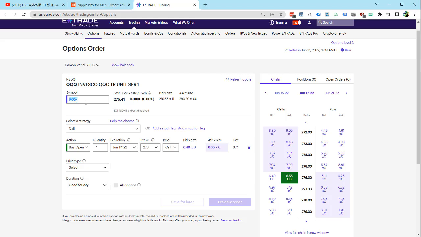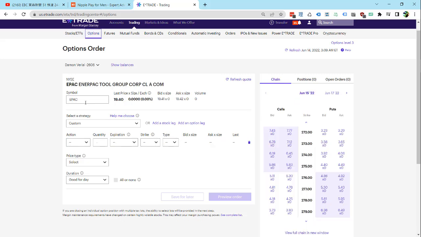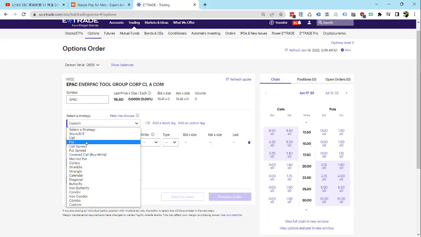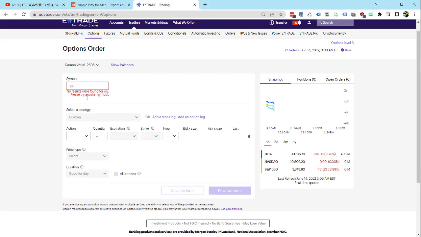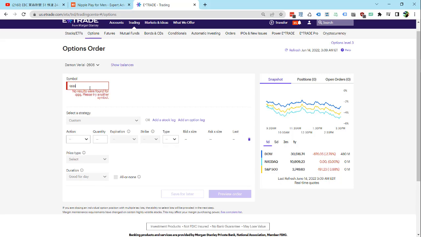let's say you're trading EPAC, which is something we recently traded, you're going to find that you don't have a lot of choices here, and you only have the monthlies. You have June, July, August, November. But if you're trading something highly liquid, you have a lot of expiration dates to choose from.